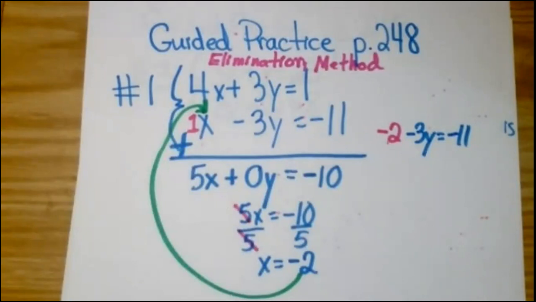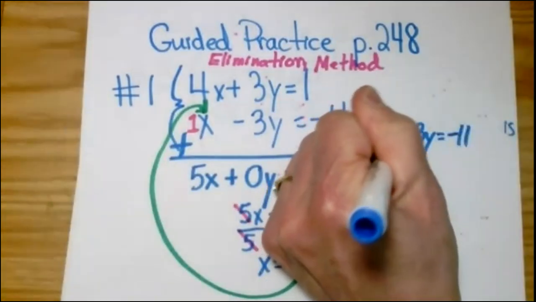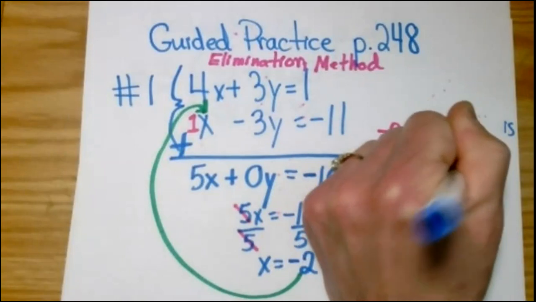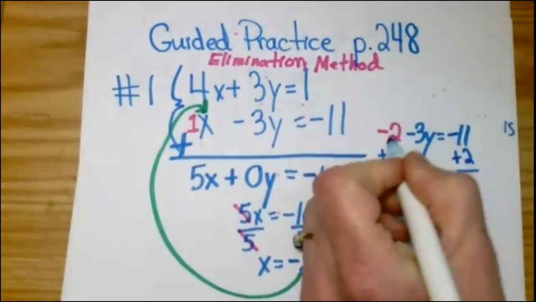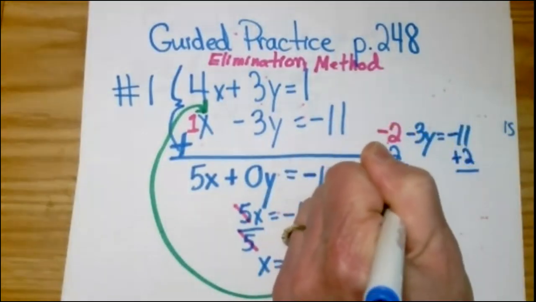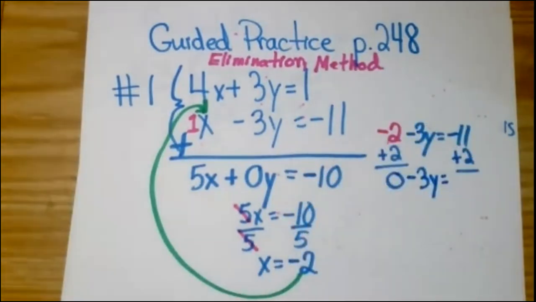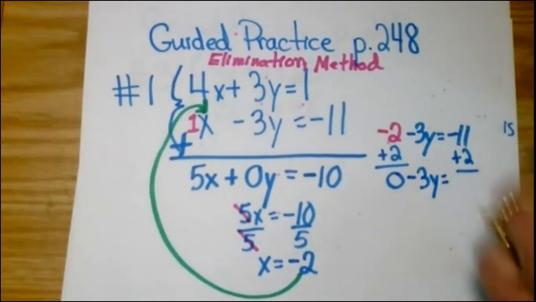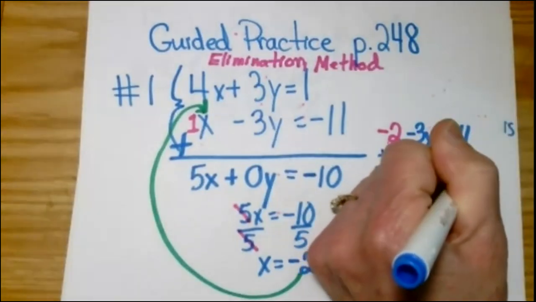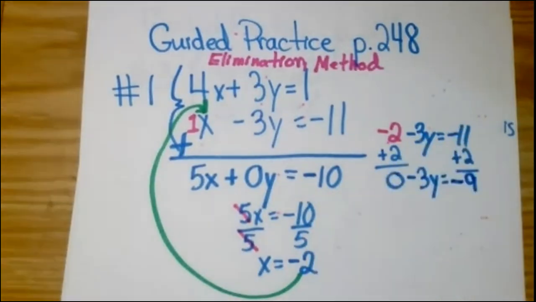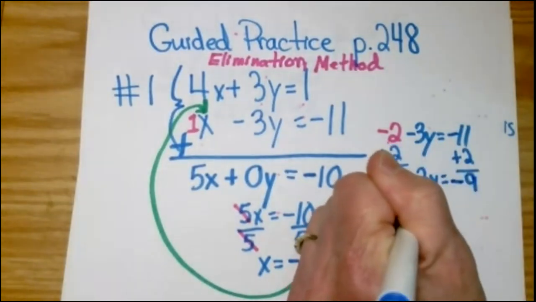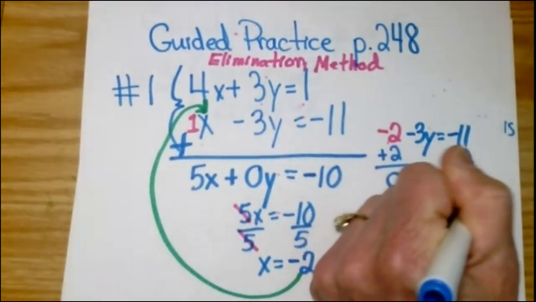So I know that I have to add 2 to both sides. Negative 2 plus a positive 2 will become a 0. And I'm left with negative 3y equals negative 11 plus 2. You owe me $11, but you pay me 2 of the dollars. You still owe me 9, right? Negative 9. You're still in the hole, $9. Drop the 0. You're left with negative 3y equals negative 9.